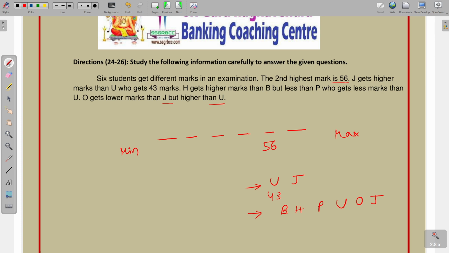So see, 1, 2, 3, 4, 5, 6. Arrange this: B, H, P, U, O and J. O is getting 56 marks. It is the final arrangement. And also U gets 43 marks. Let us move on to the questions.